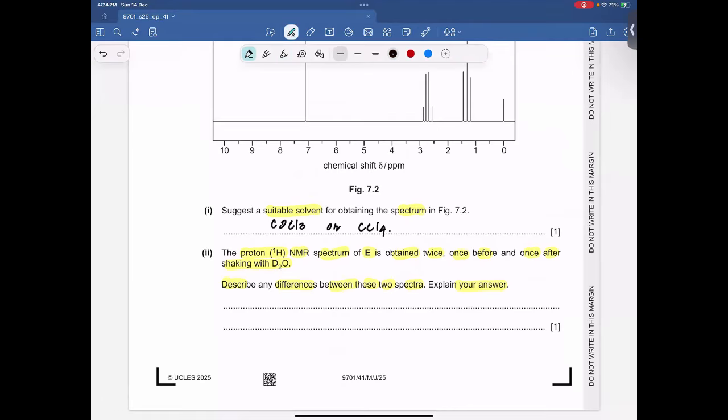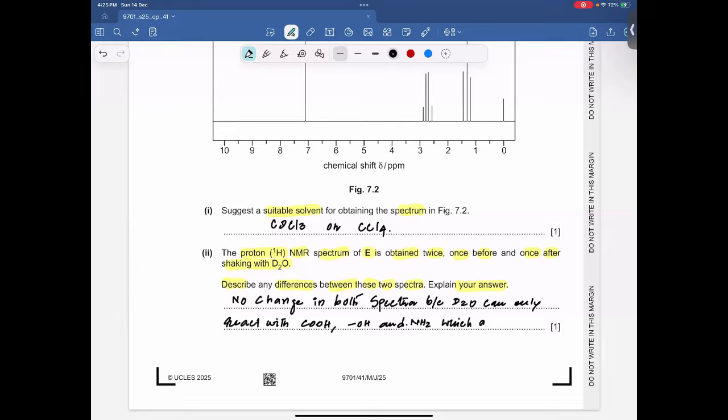So we will write here: no change in both the spectra, because D2O can only react with COOH, OH, and NH2, which are absent in E.